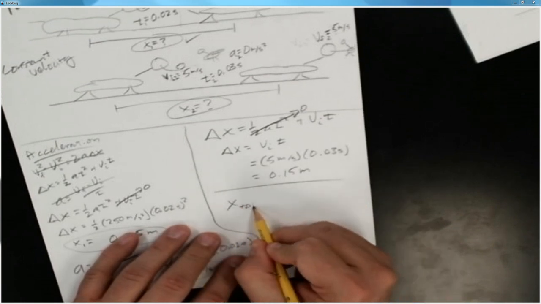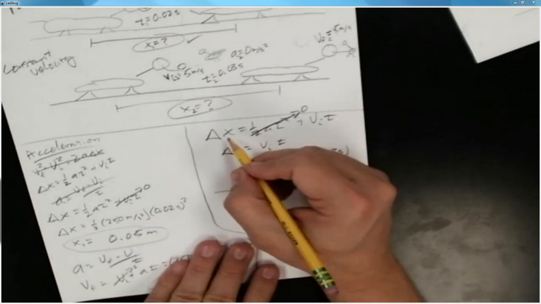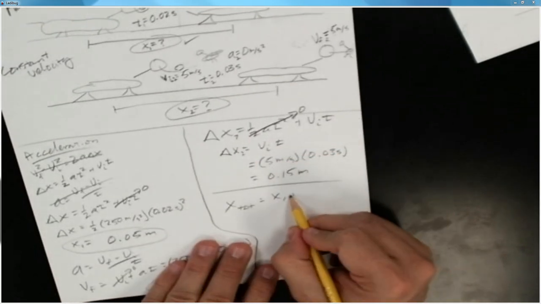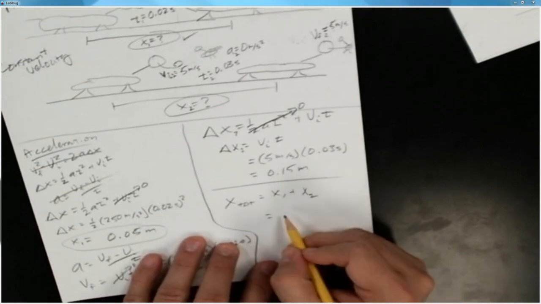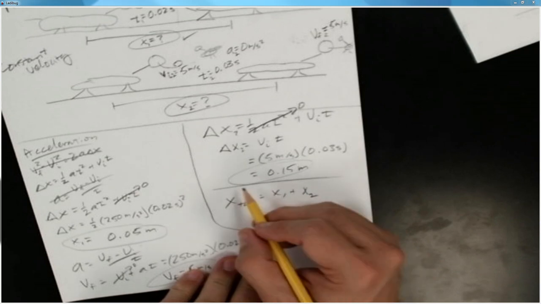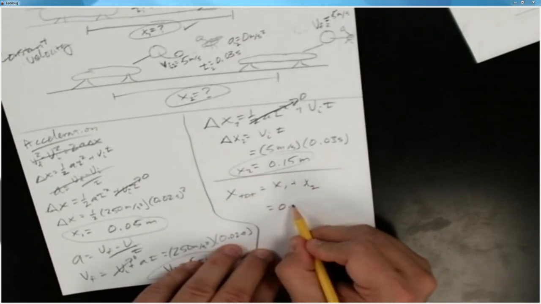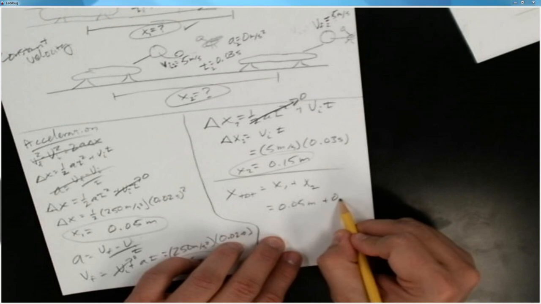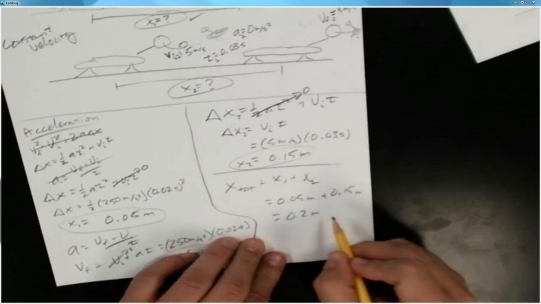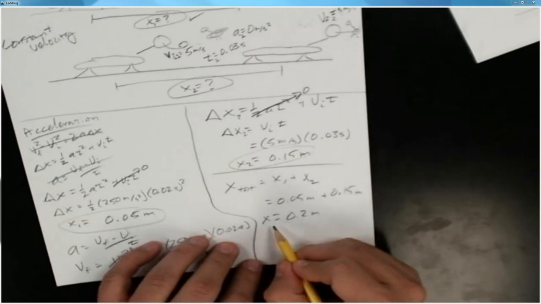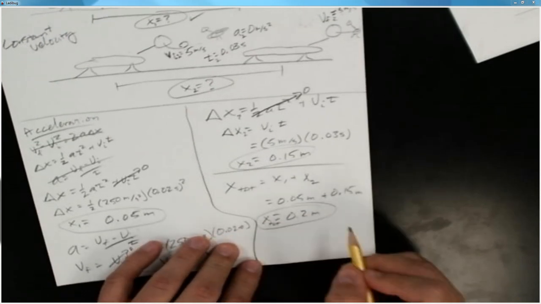So the total distance is going to be distance 1 plus distance 2, which is 0.05 meters plus 0.15 meters, which is 0.2 meters. Boy, those things have long tongues for as small as they are. Its whole mouth must be tongue. Yeah, that's 20 centimeters. Holy mackerel.